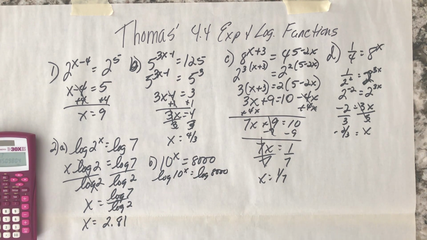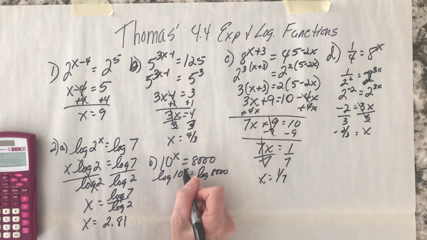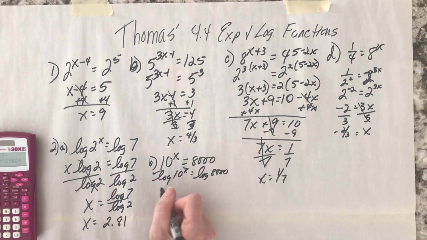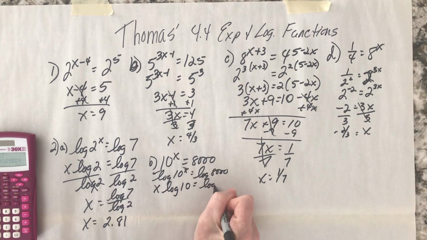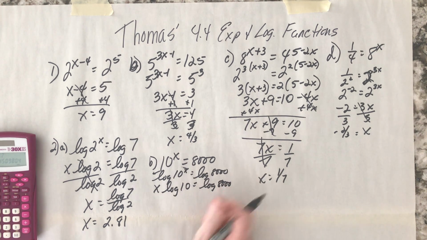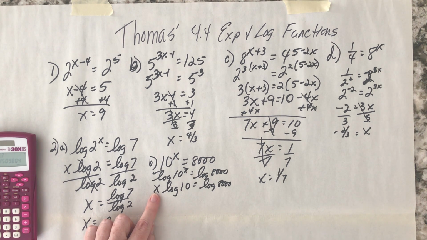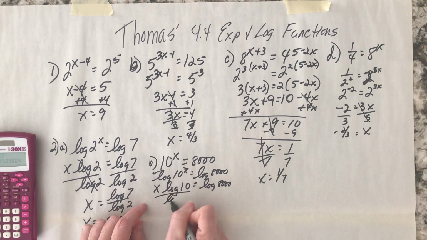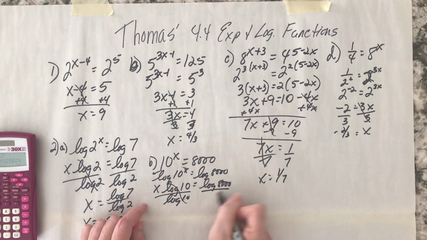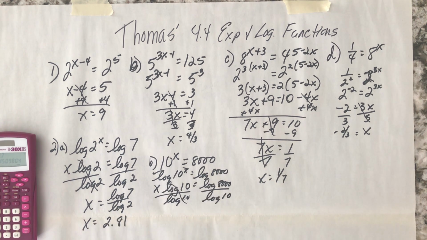So now that's legal. Now what we want to do is fling this x in front like we did in the previous problem. X times the log of 10 equals the log of 8,000. And then we're going to do the exact same thing we did in the previous problem. You want to get x by itself, so you want to divide by the common log of 10. So divide here by the common log of 10. Whatever you do on one side, you need to do on both sides.